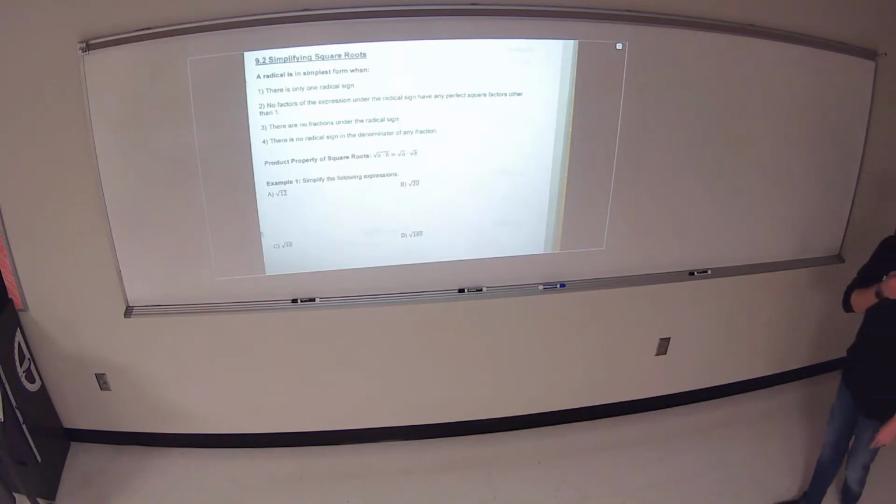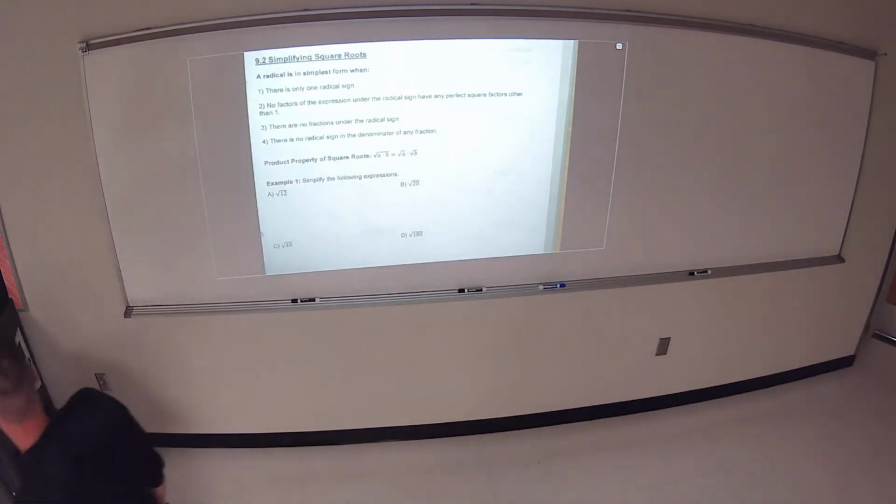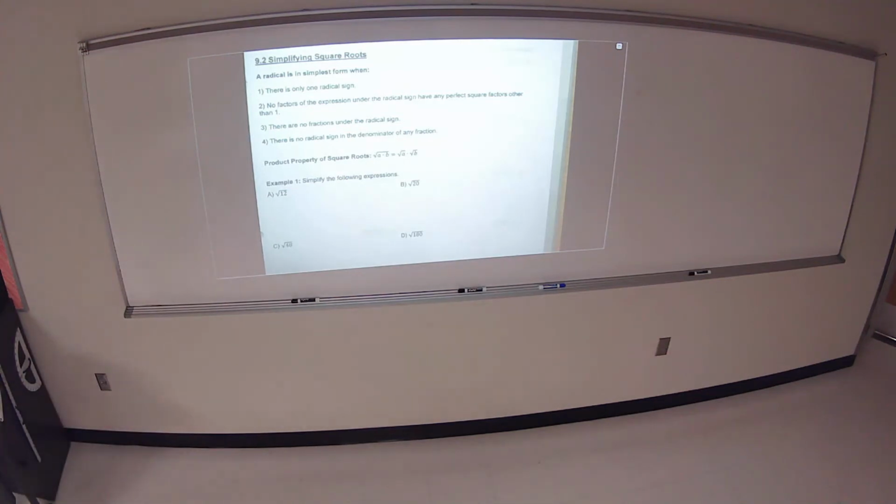There are no factors of the expression under the radical sign that have any perfect square factors other than 1. Okay. Now, in order to simplify a radical, there are 2 key properties that you need to know. And the first one today is right here. It's called the product property.